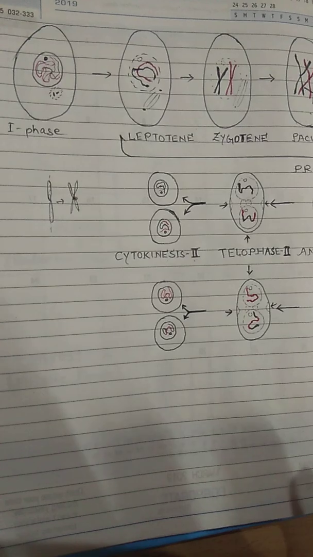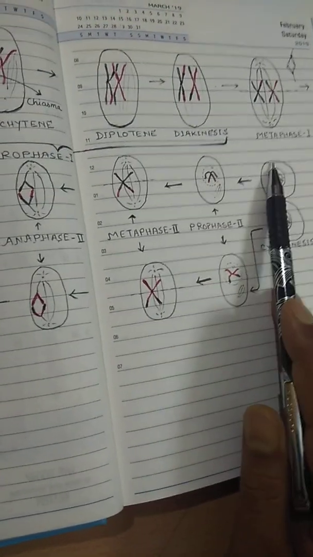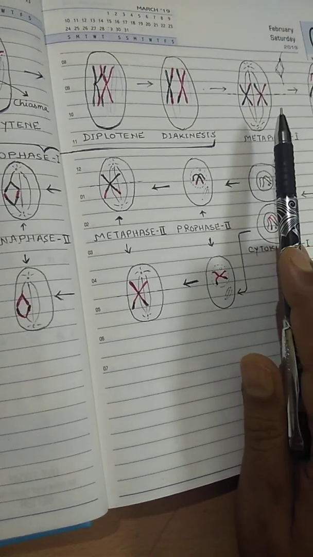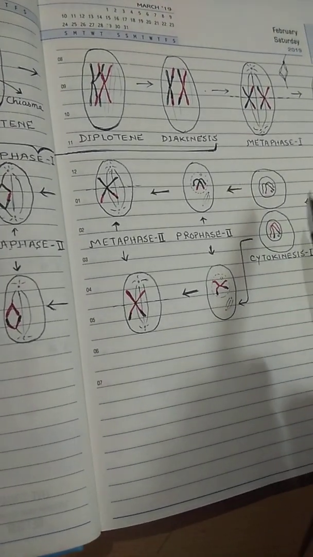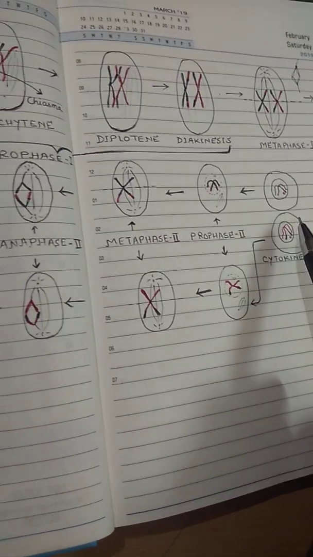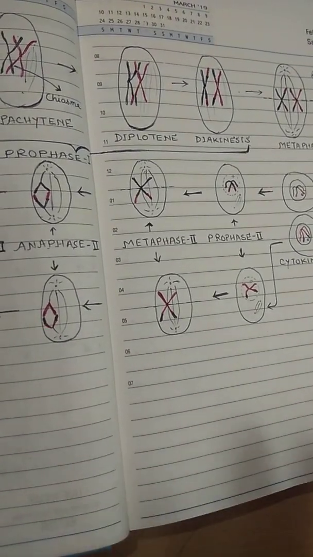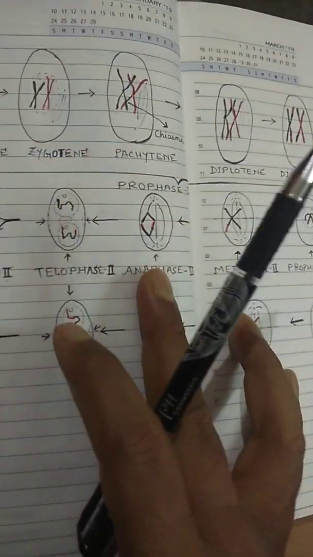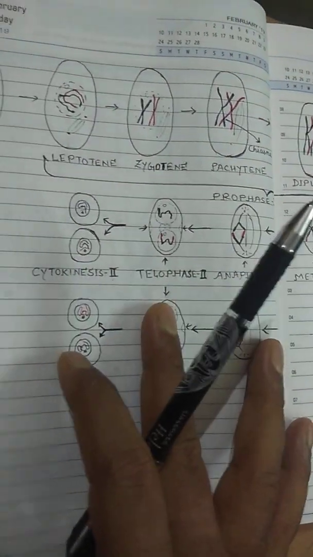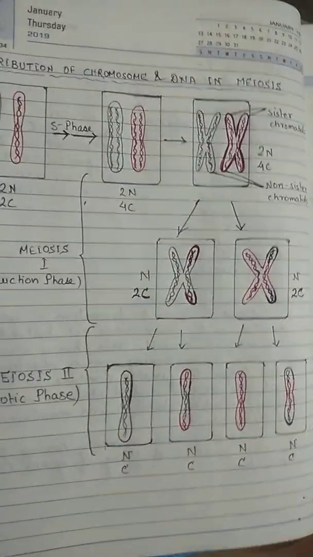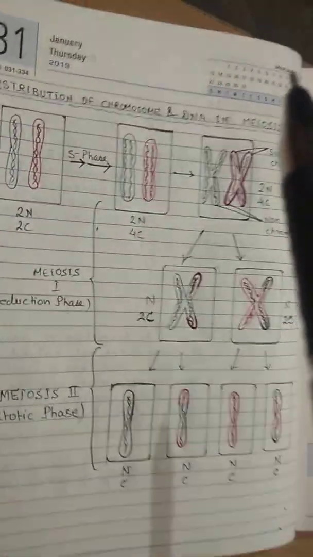Now the question is, if the number of chromosomes became half during meiosis 1, then what is the requirement of meiosis 2? To understand that, let us proceed to another section where I will be showing you how the chromosomes and DNA actually get distributed. So there's the diagram.